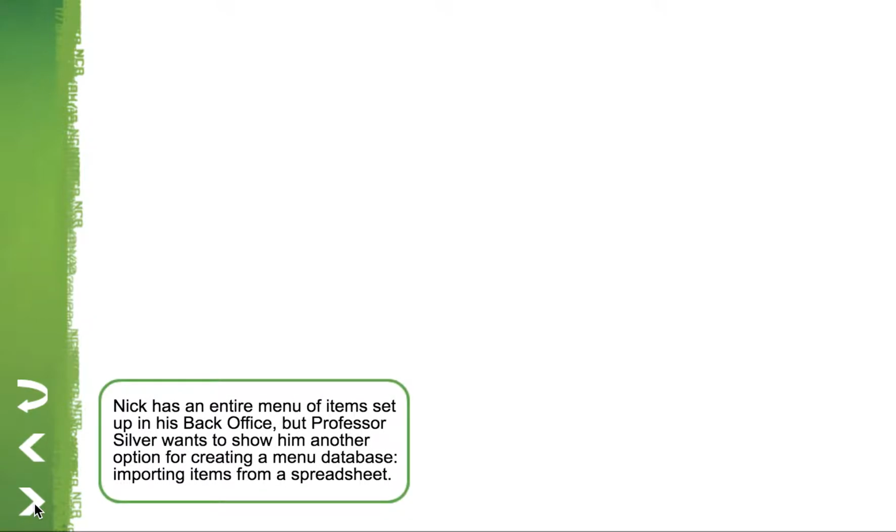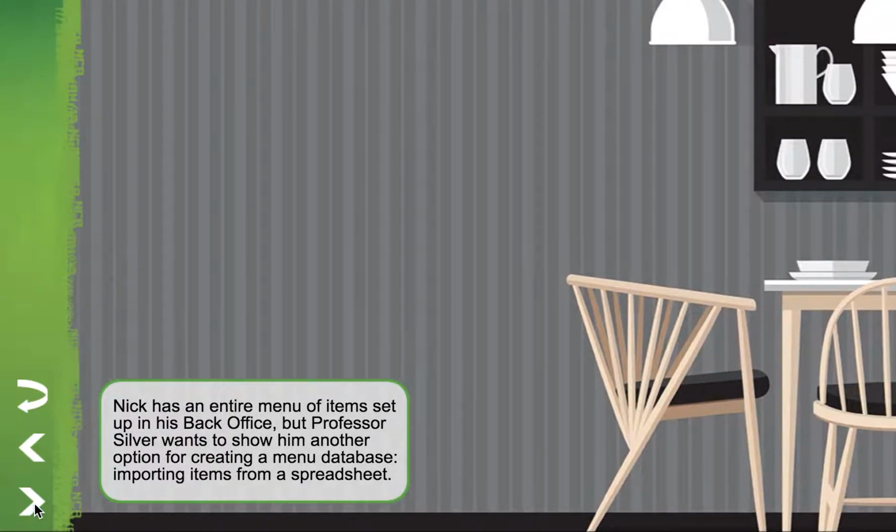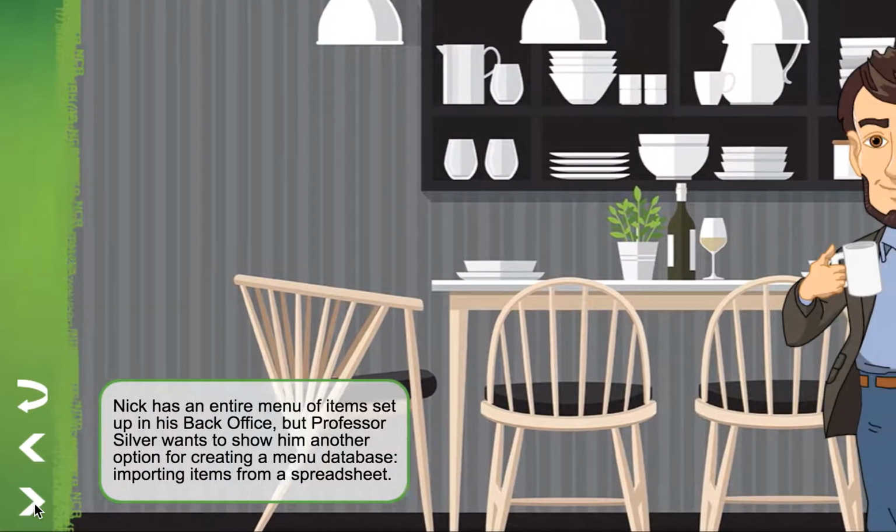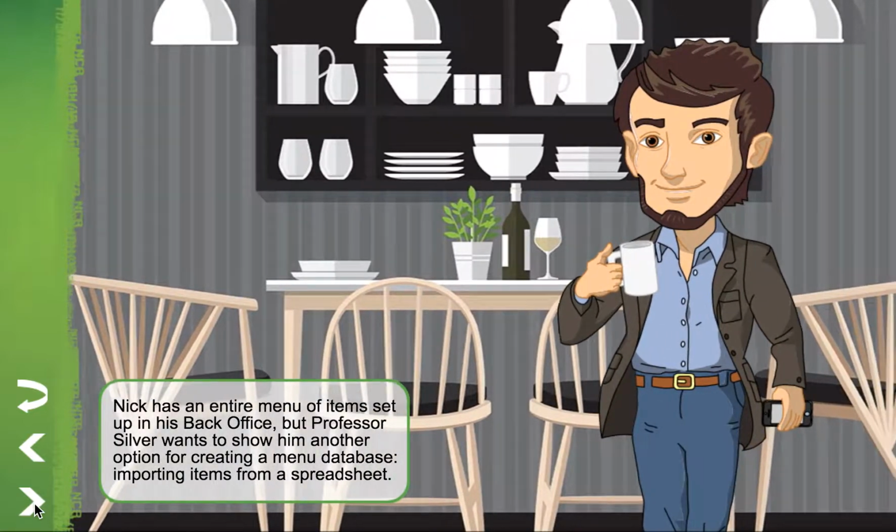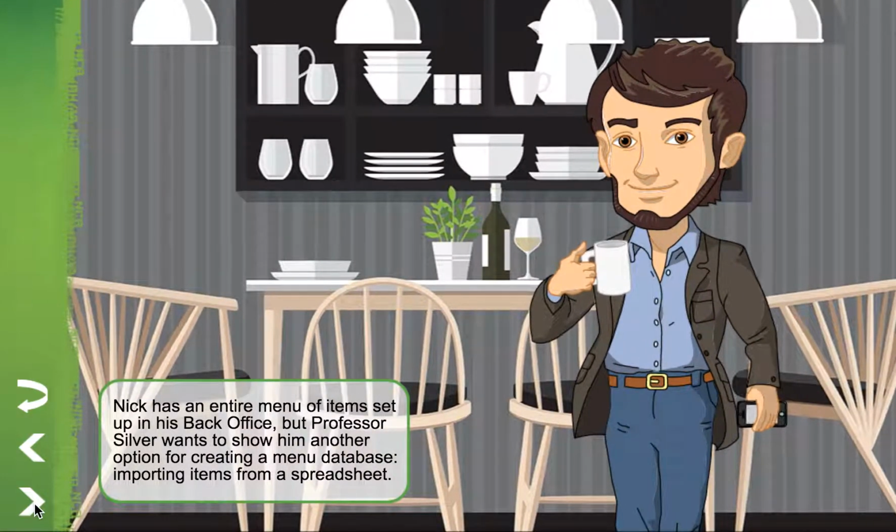Nick has an entire menu of items set up in his back office, but Professor Silver wants to show him another option for creating a menu database: importing items from a spreadsheet.